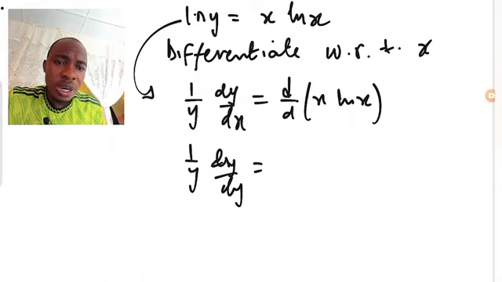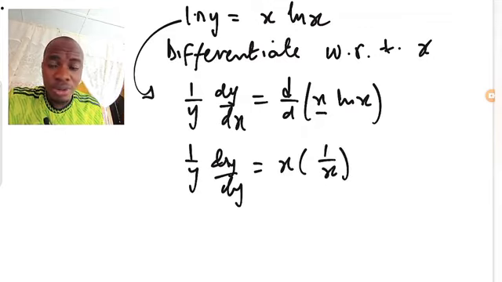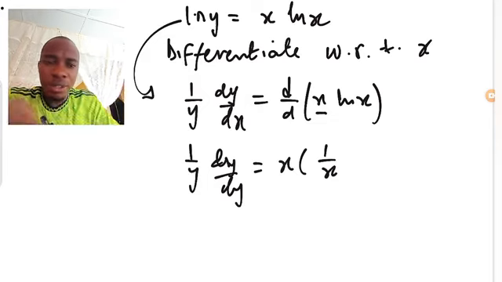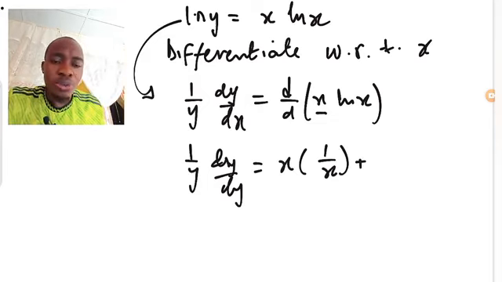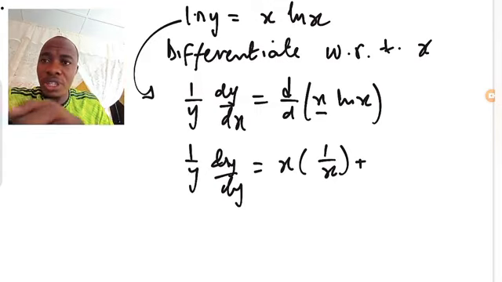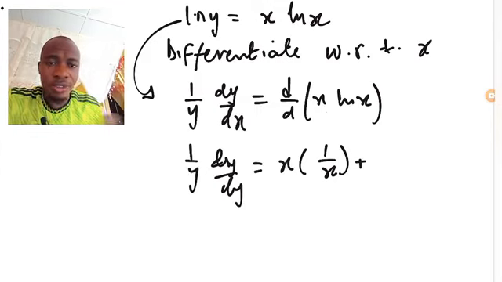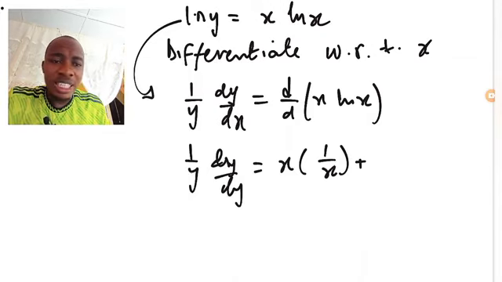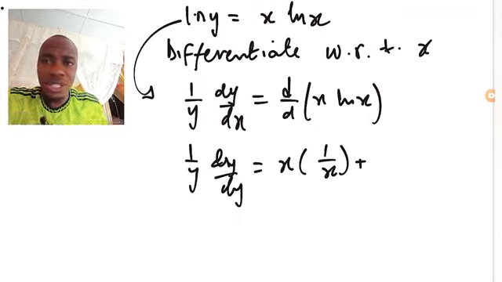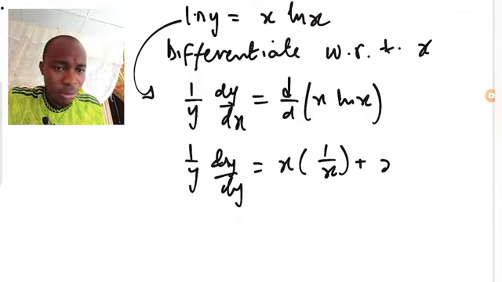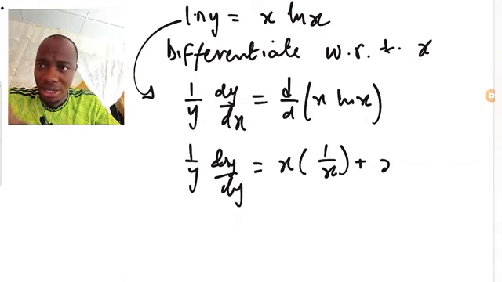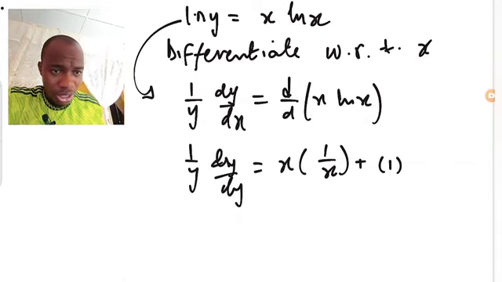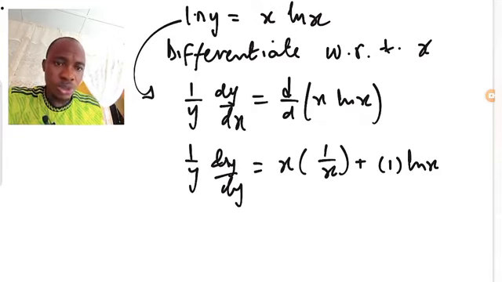For this, we keep x, then differentiate ln x, and that will give us 1 over x. Then plus, we differentiate x, having already kept x in the first place, and we keep ln x. That's what we're going to do there.